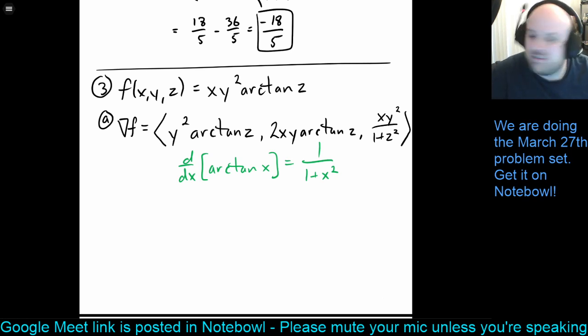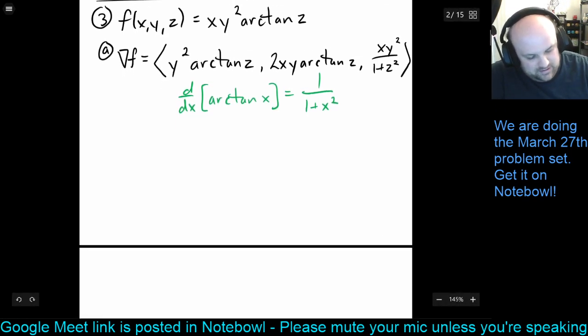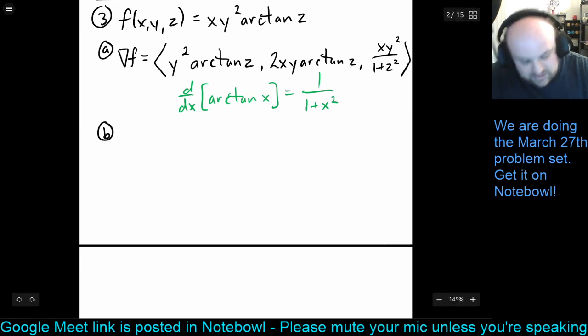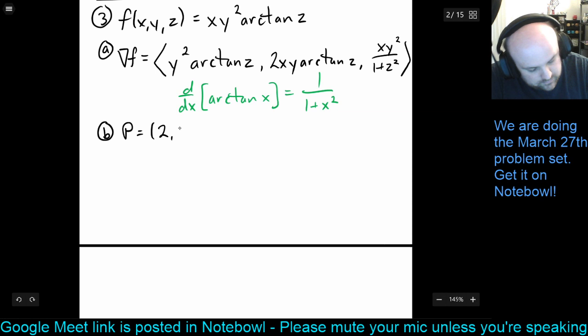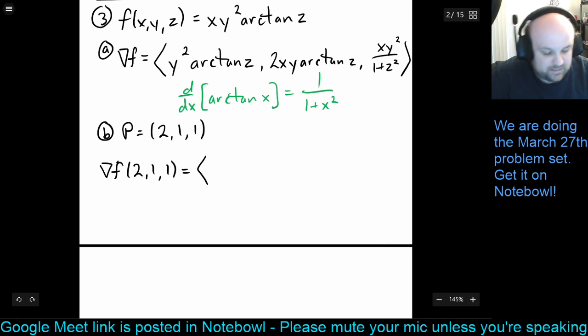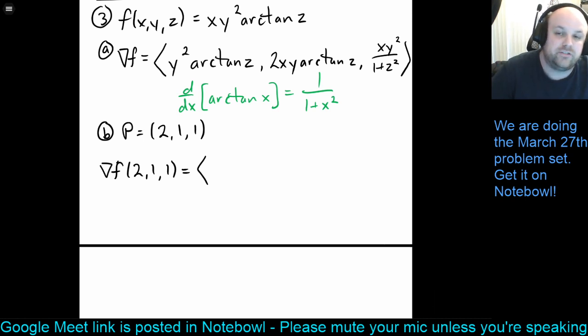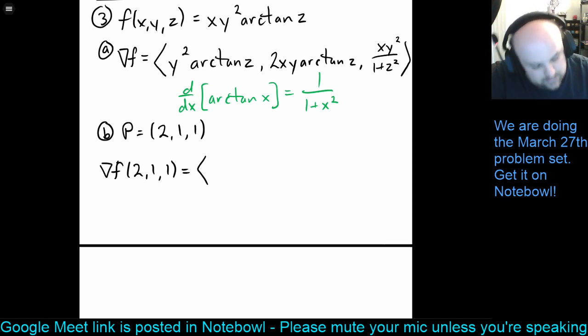All right. So now that we got that, let's go ahead and find the directional derivative. Or sorry, the gradient at the point 2, 1, 1. Right, so the gradient at 2, 1, 1 is, we just need to plug this stuff in. So really, we need to know what arctangent of 1 is. So remember, we're asking what angle would tangent output a 1. Right, so that would be pi over 4.